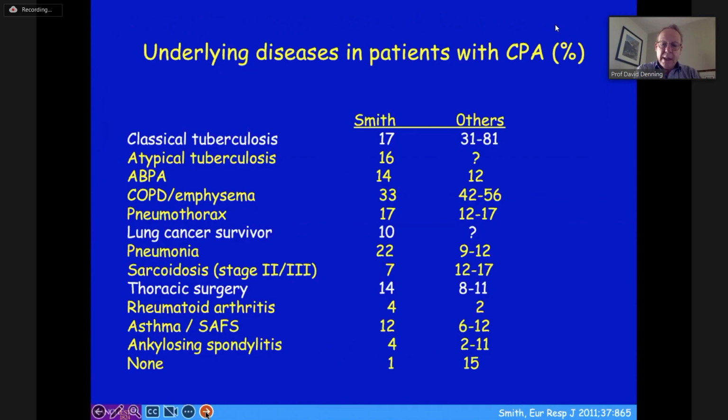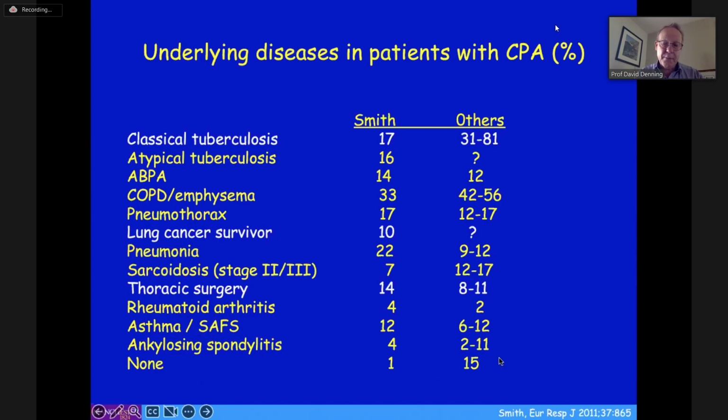There are lots of different underlying diseases associated with CPA. So classical TB in our series was only 17%, but across the world it's much higher than that. Atypical or NTM infection is a very common coexistent diagnosis, but also confusing diagnosis. And then you have patients with ABPA, COPD, pneumothorax, patients who've recovered from lung cancer, had surgery. Many of those will have COPD. Pneumonia seems to be an underlying risk group in some patients. Sarcoidosis, rheumatoid arthritis, and ankylosing spondylitis.